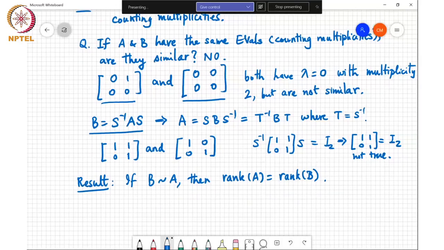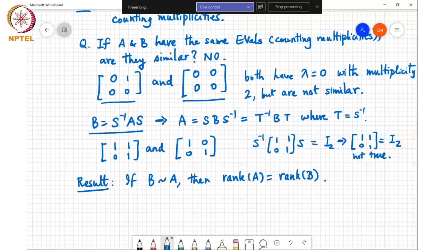Diagonal matrices are actually very convenient. They are very easy to understand. For instance, if you have a diagonal matrix, its eigenvalues are the diagonal elements and so on. There are so many nice properties that diagonal matrices have. And so in general, we want to know if a given matrix A is similar to a diagonal matrix.